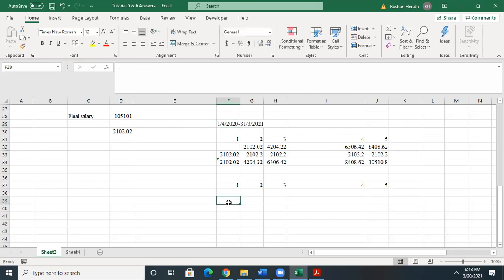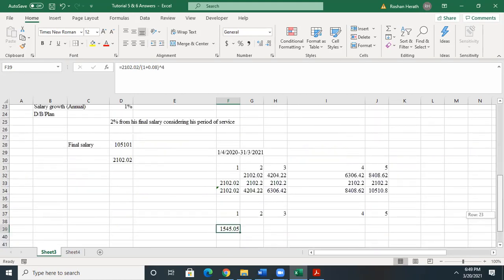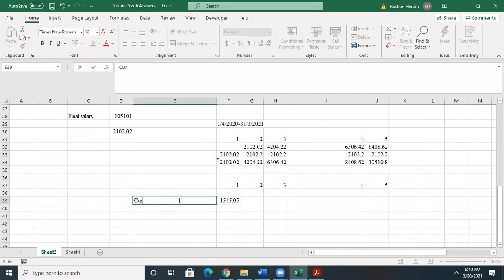Today, if we take the value of this, you need to apply the present value. So it's 2102.02. You need to consider the discount rate. Let's say the discount rate is 10%, or let's say 8%. Since we have taken one, otherwise there can be a problem. Let me say it's 0.08, and that is into how many years? Now you are at the end of year one: 1, 2, 3, 4. Then today you have to contribute 1,545.05 for this particular employee, and that is what we call the current service cost.